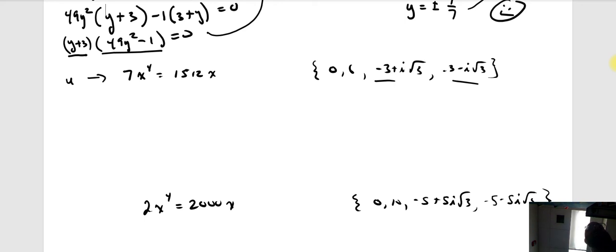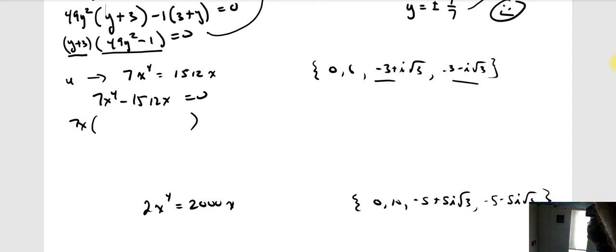Just kind of thinking this through. Oh, whoops, I got to back up a tad. I'm sorry. Let me get the first step here for you. 7x to the 4th minus 1512x equals 0. Factor a 7x out, start with that.